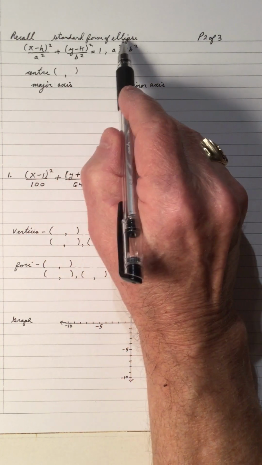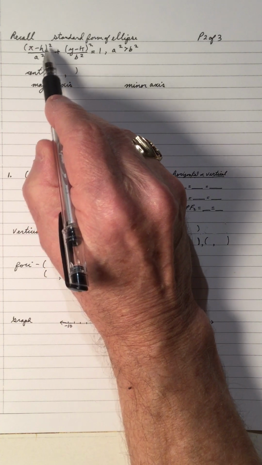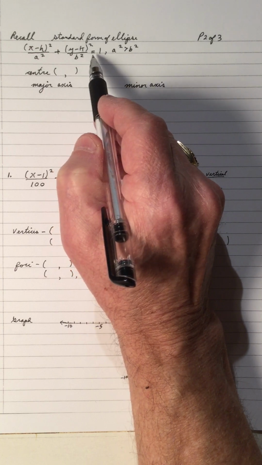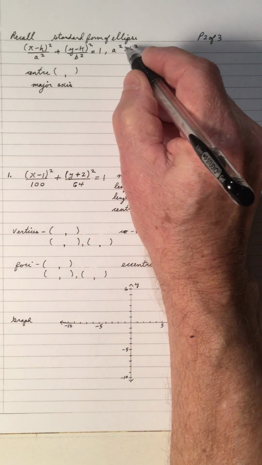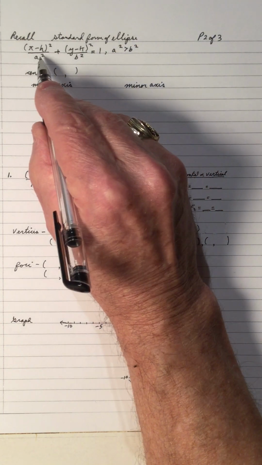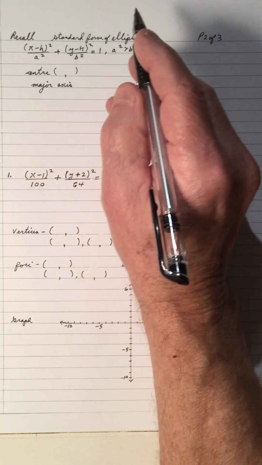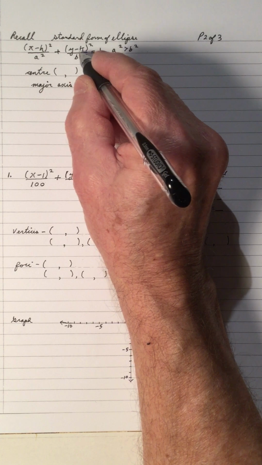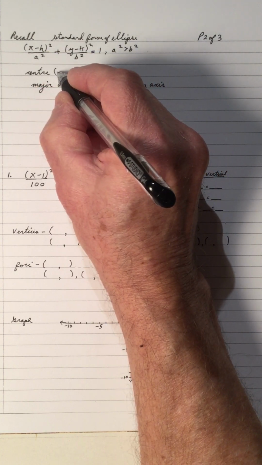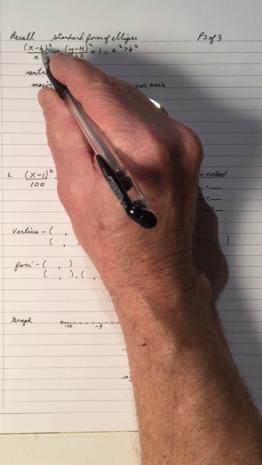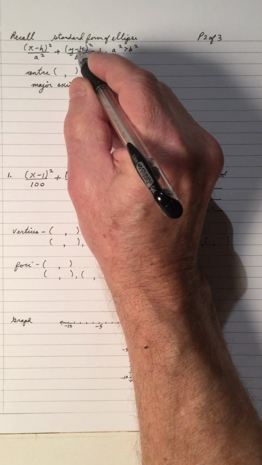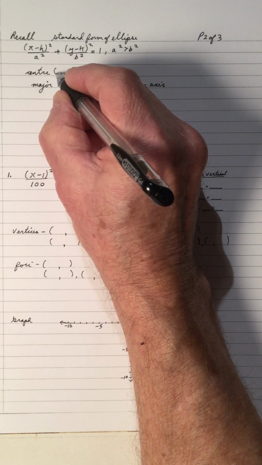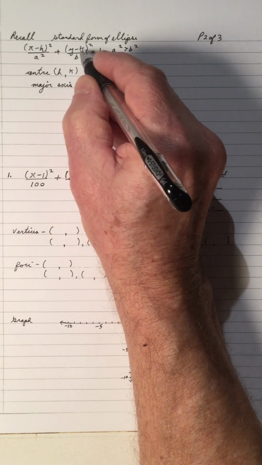So let's recall the standard form of an ellipse: (x minus h) all squared over a squared plus (y minus k) all squared over b squared equals 1, and a squared is greater than b squared. So that means that this number here is larger than this. As a result, the center is the opposite of whatever integers are in here, like 3 and 4, though they don't have to be. It could be a half, it could be irrational roots, but normally they're integers. So the center is h, k.